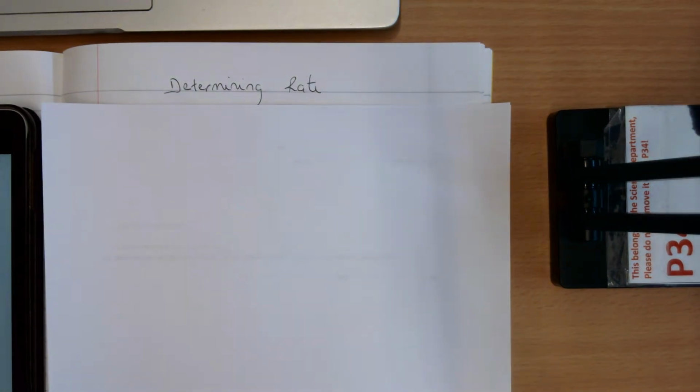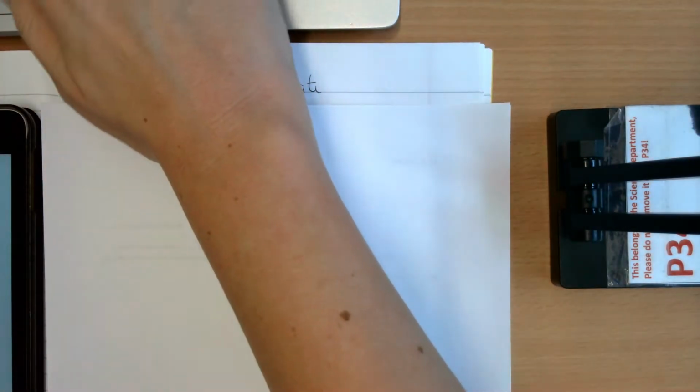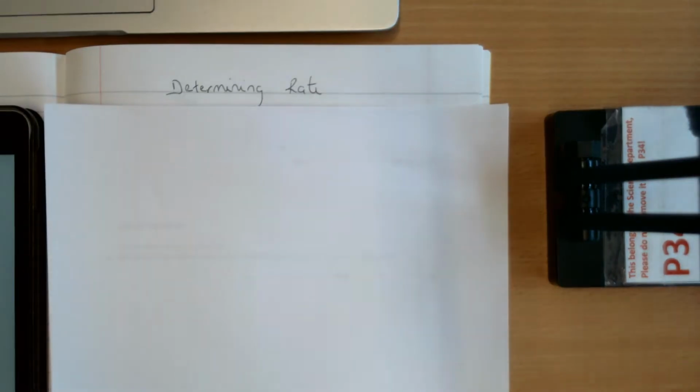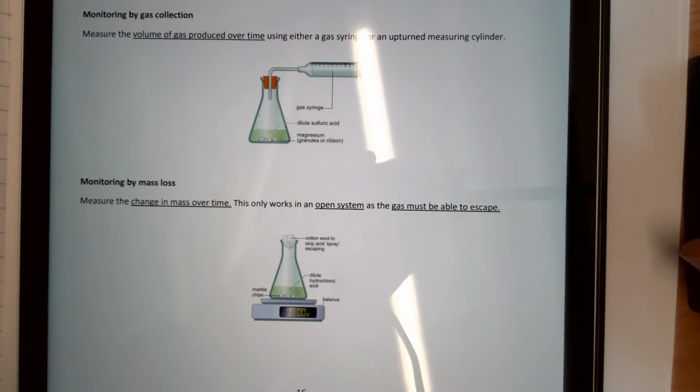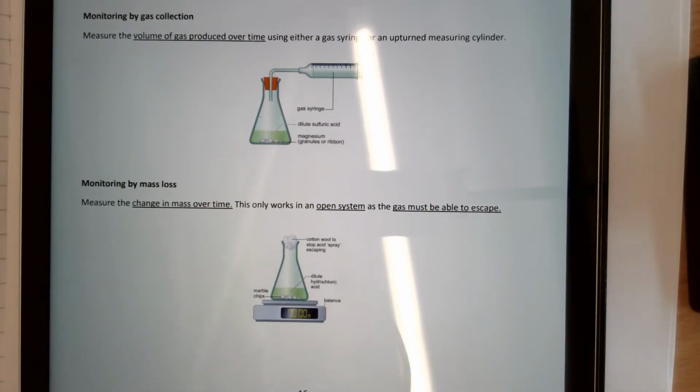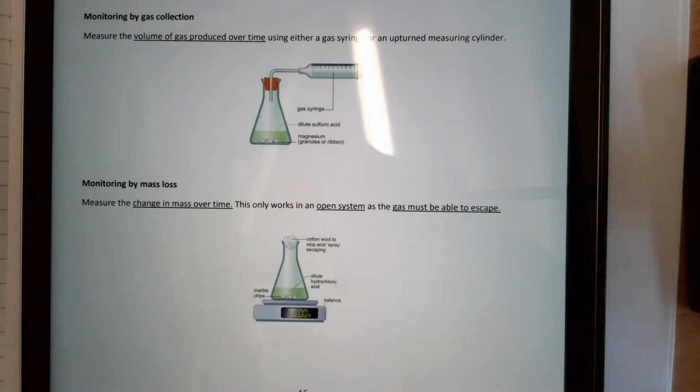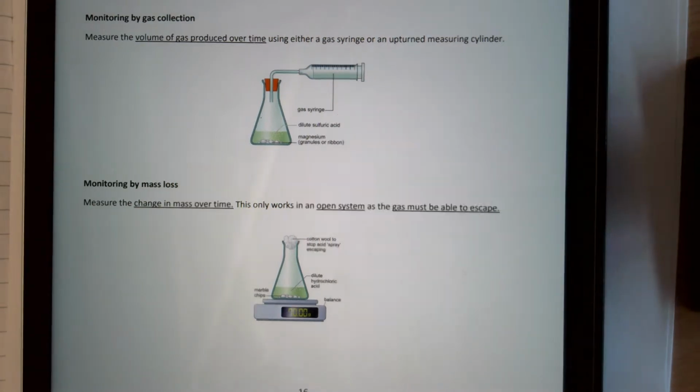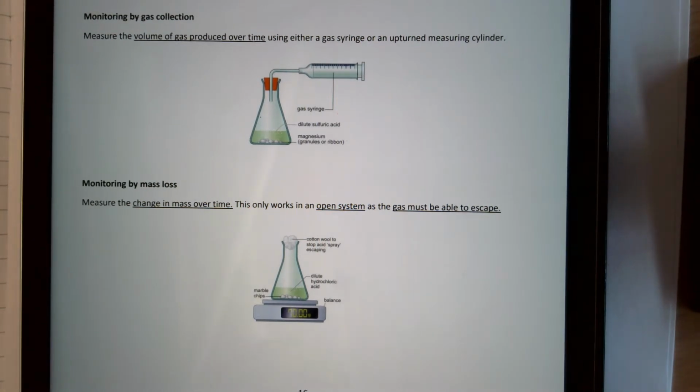Right, so in this video I'm going to have a look at different ways to determine rate experimentally, with a specific focus on colorimetry. Before we look at colorimetry, we'll just have a brief look at the two more basic methods of determining the rate, which you should be familiar with from GCSE. Both of these methods rely on you producing a gas as one of your products.